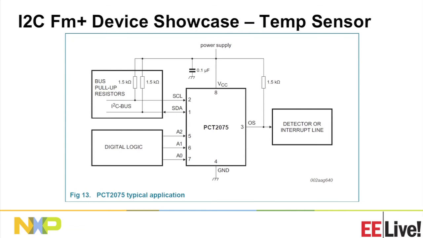And here's an application circuit for it. We have the I2C bus talking to the device. We have the address pins. In this case, we're showing that they can be dynamically changed during the life of the product or while the product is running. And we're using that output device as basically a temperature alarm to indicate something has gone wrong and a piece of hardware has to take care of it.